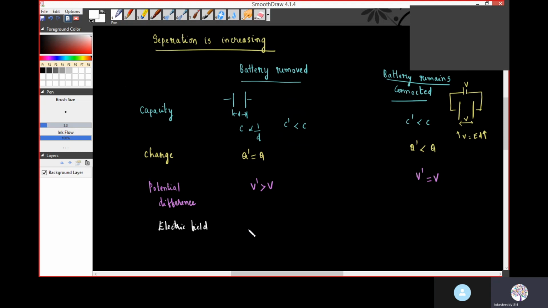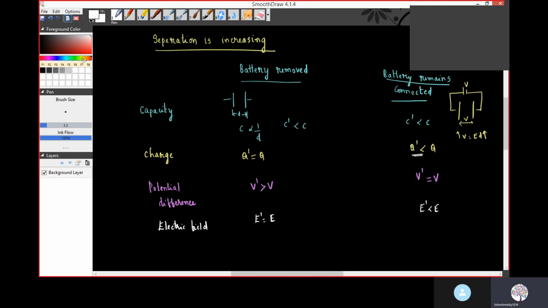Next one is electric field. What happens to the electric field? The electric field remains the same because the charge will remain the same. Now here E dash will be less than E. Why will it be less than E? Because the charge has moved into the battery and got reduced. E is equal to sigma by epsilon naught, so the electric field also gets reduced.